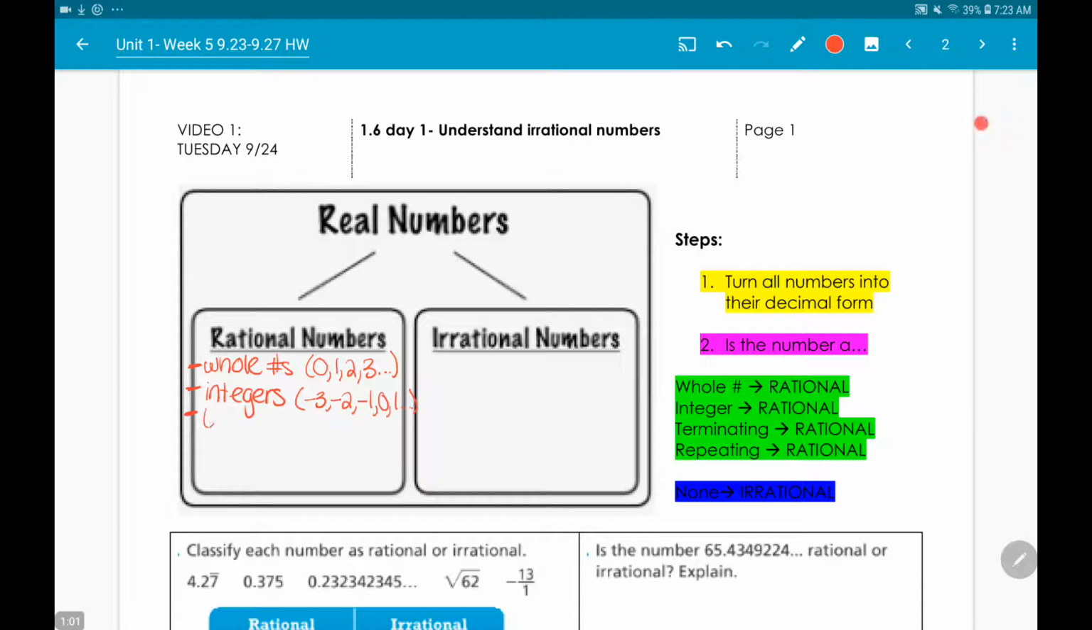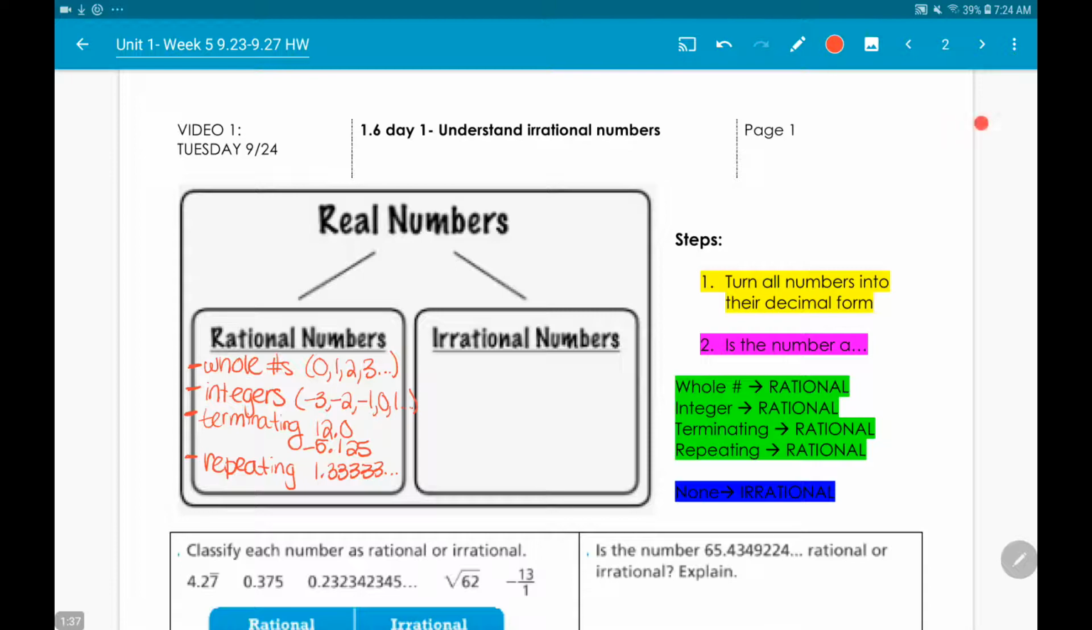We also have terminating decimals, like 12.0 or negative 5.125, and repeating decimals, like 1.333. All of these things make up rational numbers.